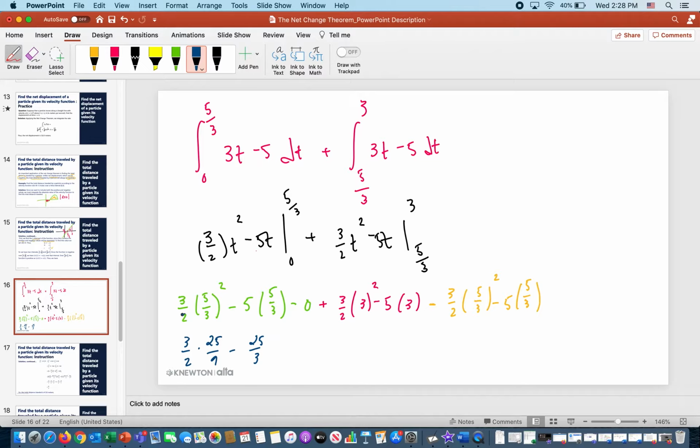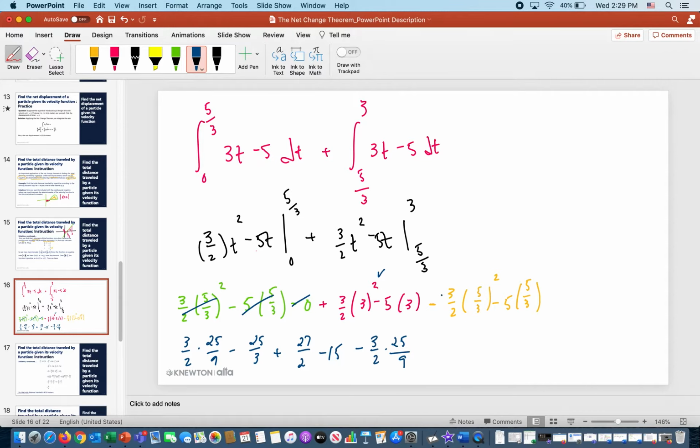So we've taken care of this, we've got our 0 there. 3 squared is 9, and 9 times 3 is 27. So we're going to have 27 over 2 minus 15. Now we've got another set of things. Remember, I plug in the top number, that's what I get here. Then I plug in the bottom number and I have to subtract. So we're going to have 25 over 9 times 3 halves. We're subtracting 3 halves times 25 over 9.